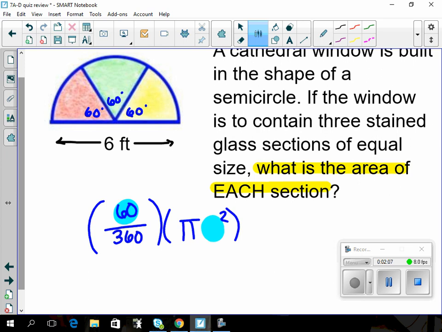Now I'm looking for the radius because that's the other piece of information that I need, right? So what's the radius here? It's 3. Very good. The diameter is 6. Do you agree with that, looking at the picture? So we want half of that, so the radius would be 3. So take a minute, plug it into your calculator.